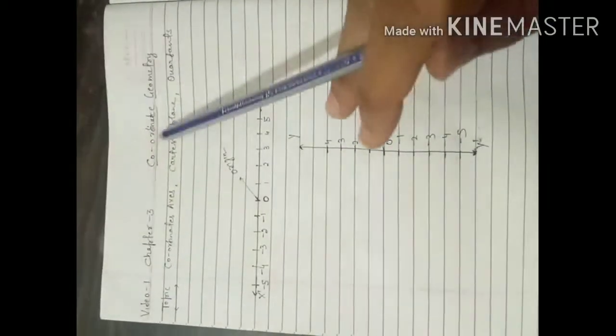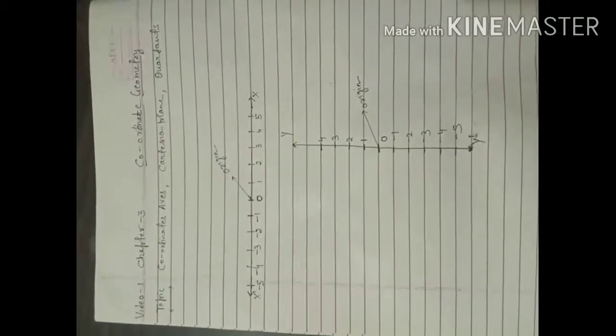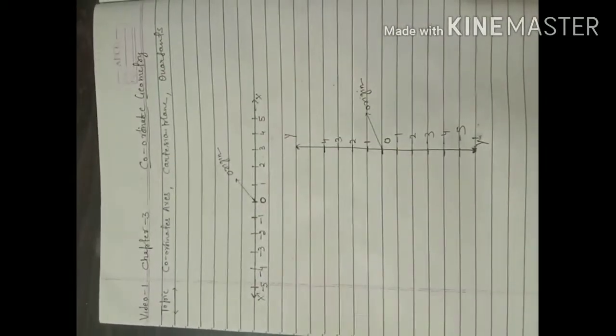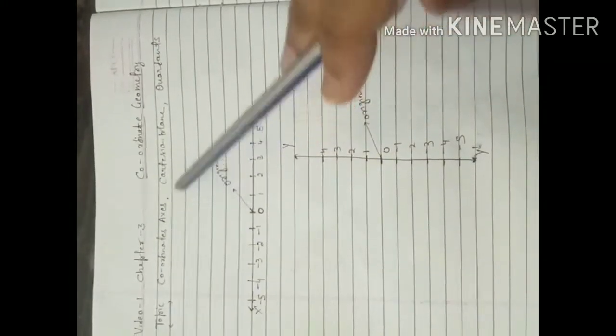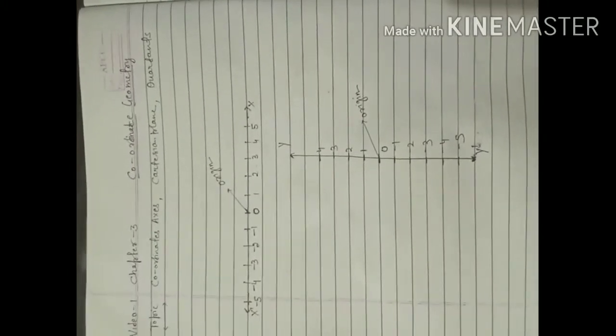Hello students, today we have to start chapter 3, coordinate geometry. This is our video 1 on this chapter, and we have to cover coordinate axes, Cartesian plane, and quadrants in this video.